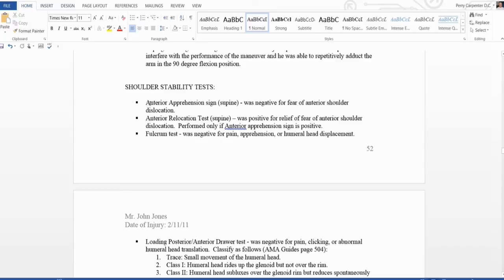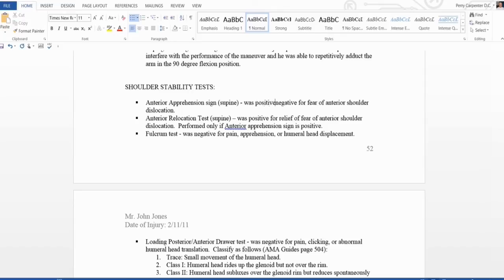So, for example, the anterior apprehension sign, this is done supine. This was negative for fear of anterior shoulder dislocation. So that's a negative apprehension sign. The anterior relocation test was positive for relief of fear. This would be a positive relocation test. Now, this is just sample text. It doesn't go with a negative apprehension sign. Well, let's just change this.